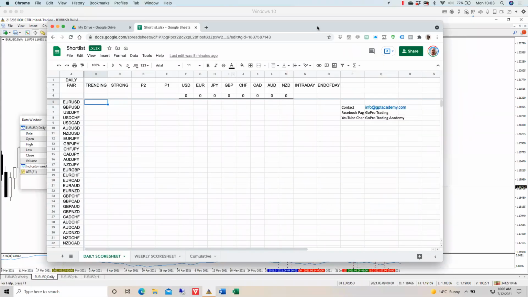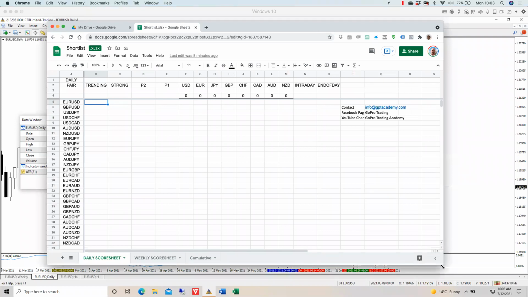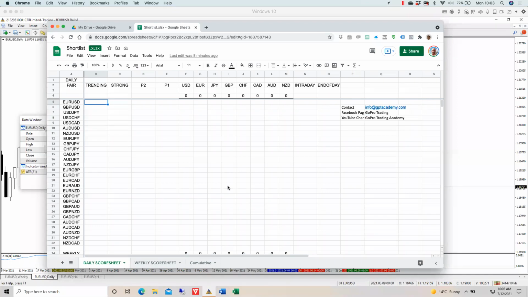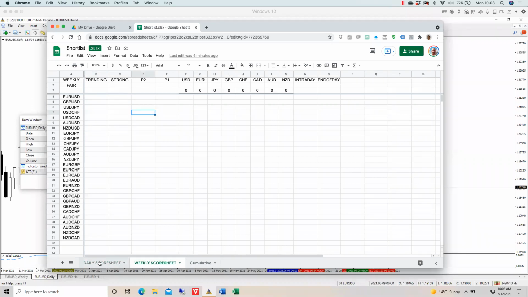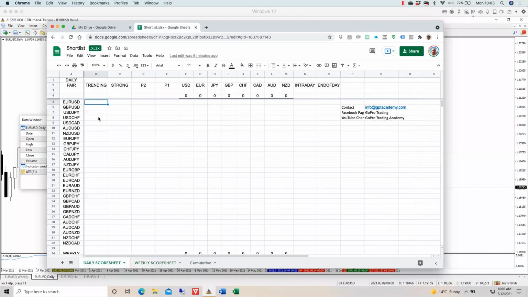Just using a spreadsheet form over here. You're welcome to do it in a handwritten form. I still like writing things down, to be honest with you. But just so I can also show it to you, this is the spreadsheet that I'm going to be using. You can see we've got a sheet for both weekly and daily. And all we want to do really is identify particularly those pairs that are trending, whether the trend is strong or weak, and what phase of that trend we're in, either phase 1 or phase 2, which, as you know, is corrective or impulsive wave.